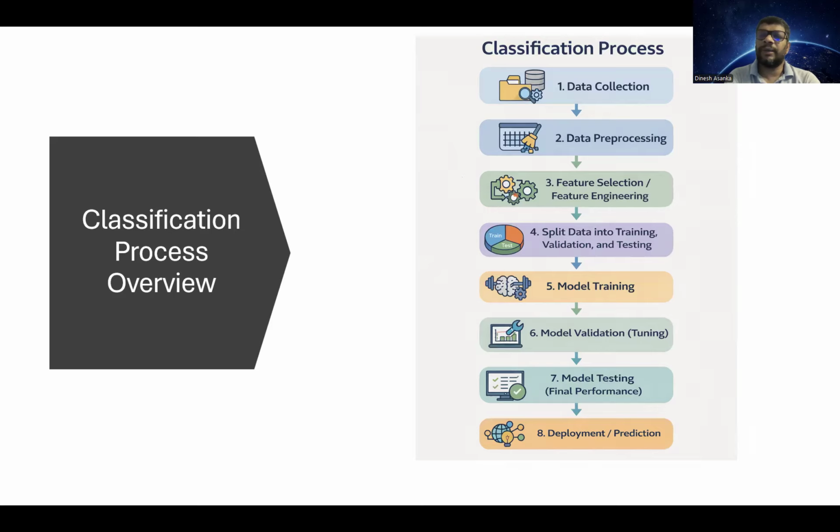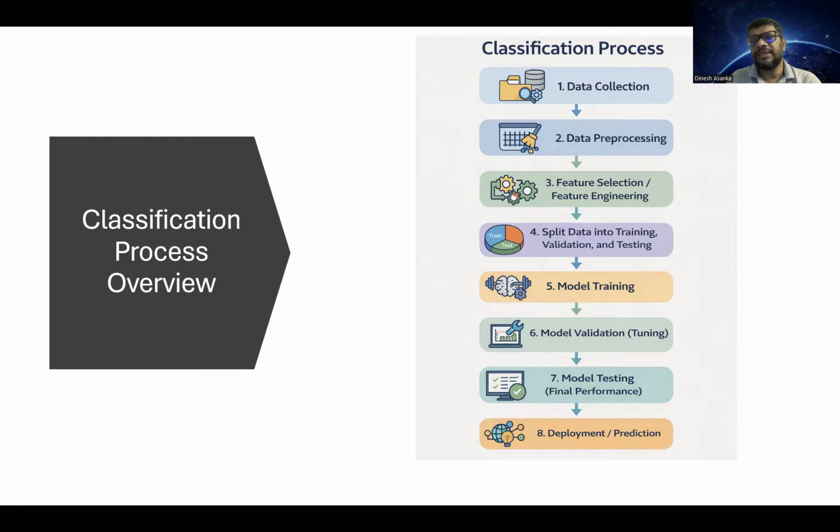Next question is, what is the classification process? So we should have the collected data, which, as I said, should be labeled data. Then we do data pre-processing. Sometimes you will have missing values, sometimes you will have outliers, or sometimes you will have unnecessary columns or rows. So you have to remove them or replace outliers depending on the case that you are using it. Then the feature selection and feature engineering.